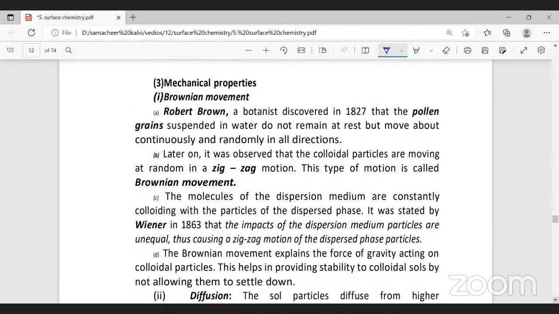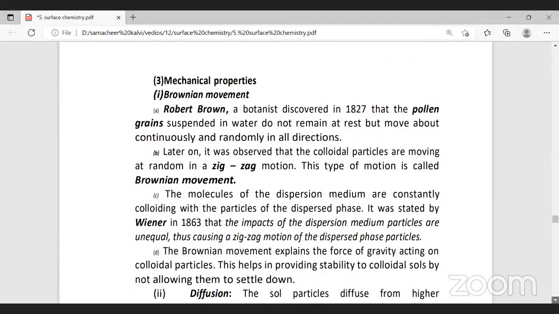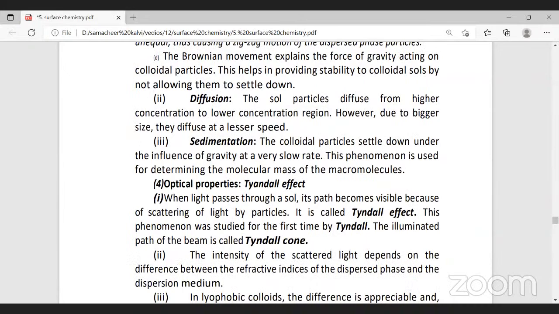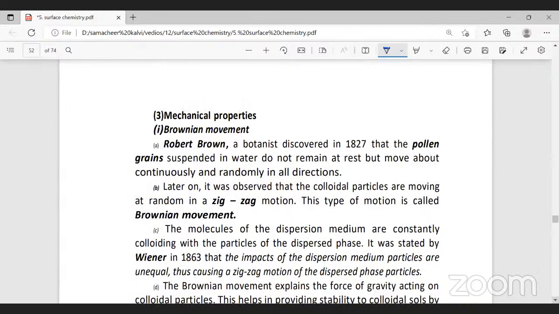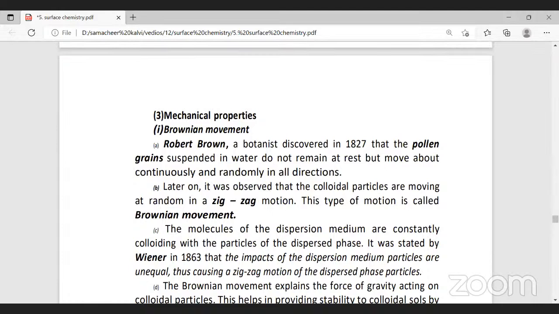Now we have to learn the mechanical properties. We have 1 mechanical property to be learned, that is called Brownian movement. Next we have kinetic property, and also electrical property. We will learn kinetic property and electrical property a little later today. Now, Brownian movement is an important question for your 12th standard. Not only this, under mechanical properties, we also have optical property as well as electrical property, all are important. Brownian movement is named after a botanist, Robert Brown.